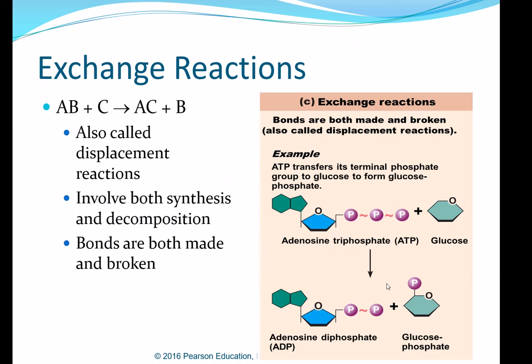Exchange reactions are where bonds are both broken and then remade, so sometimes we call them displacement reactions. Here we have molecule AB, we join it with C, and we exchange the B for the C, and we end up with AC plus B. For our example, you can see this ATP molecule transfers its terminal phosphate over to this glucose molecule, and we end up with a diphosphate molecule here, because we have 2 phosphates, and glucose phosphate as one of our products.